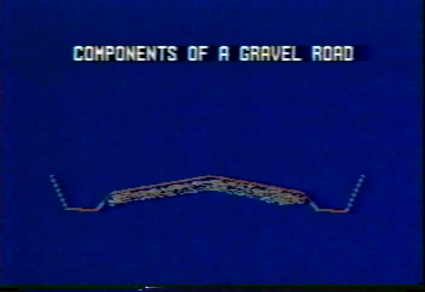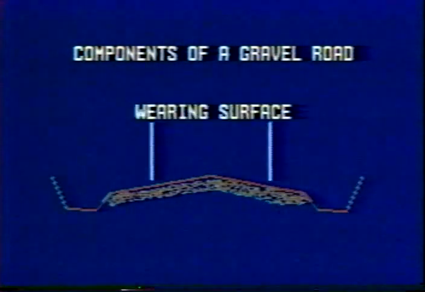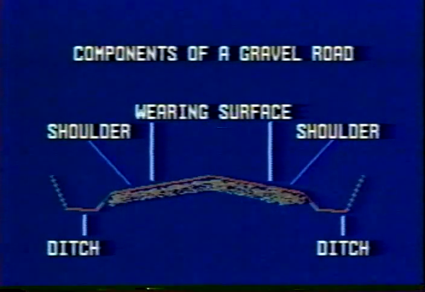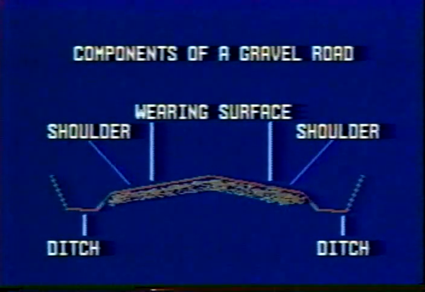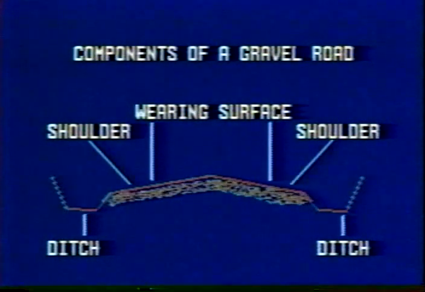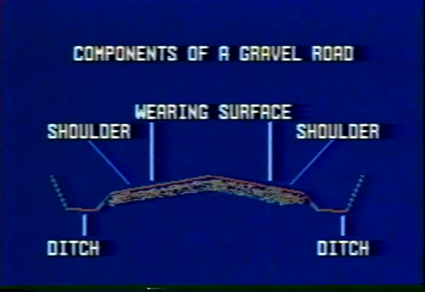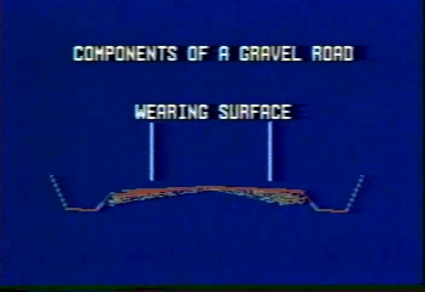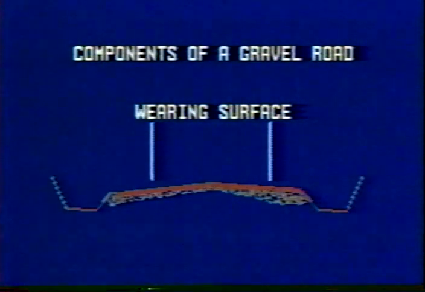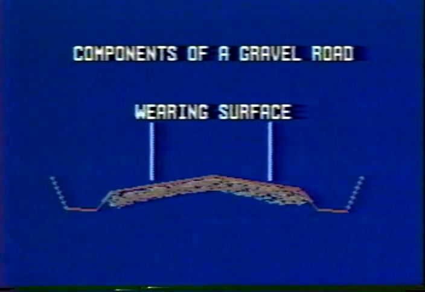A typical roadway cross-section consists of a wearing surface, shoulder, and a ditch. The wearing surface must have a crown or slope to allow water to drain away from the surface of the roadway. Roads that need to be reshaped often have very little or no crown. In any case, the reshaping operation must rebuild the proper crown on the wearing surface.